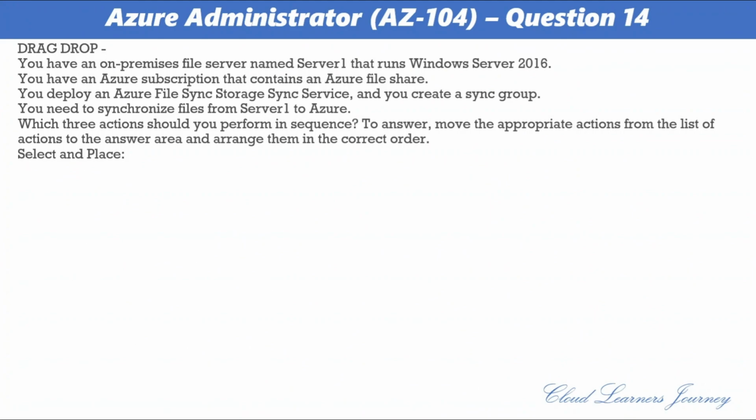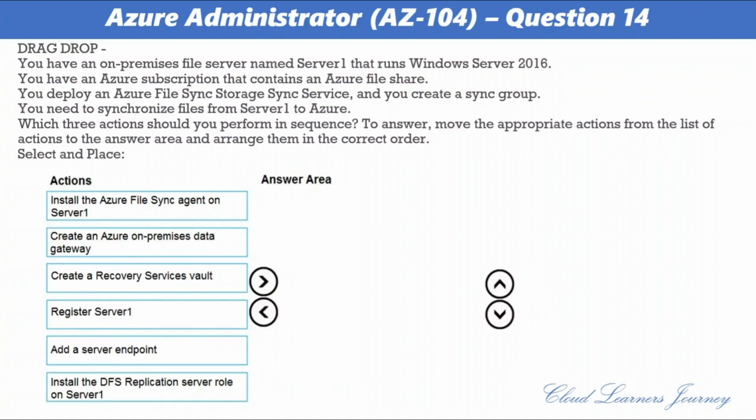Next, question number 14. You have an on-premises file server named Server1 that runs Windows Server 2016. You have an Azure subscription that contains an Azure file share. You deploy an Azure File Sync Storage Sync Service, and you create a sync group. You need to synchronize files from Server1 to Azure. Which 3 actions should you perform in sequence? To answer, move the appropriate actions from the list of actions to the answer area and arrange them in correct order. Actions are: install the Azure File Sync agent on Server1, create an Azure on-premises data gateway, create a Recovery Services vault, register Server1, add a server endpoint, install the DFS Replication server role on Server1.